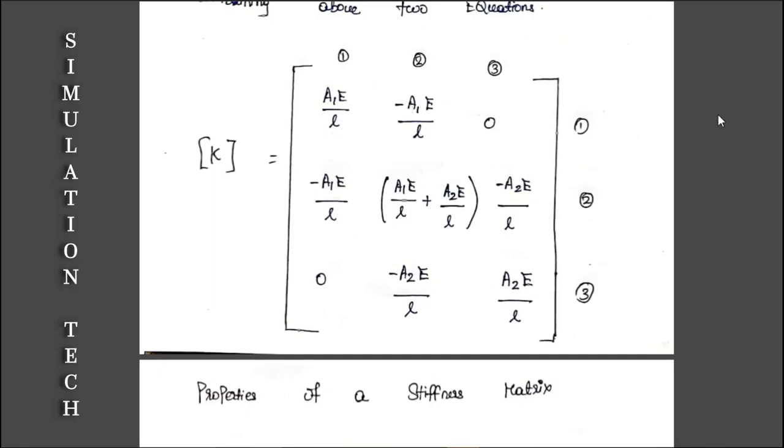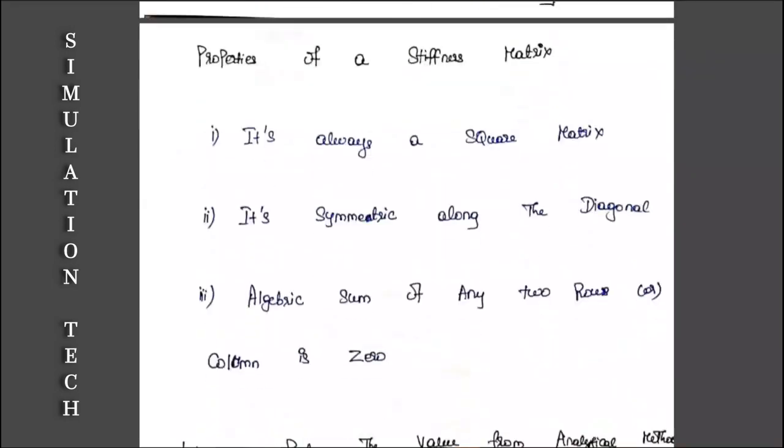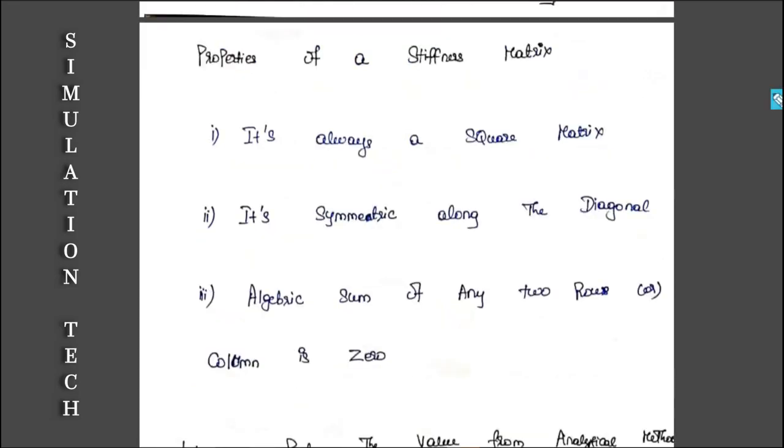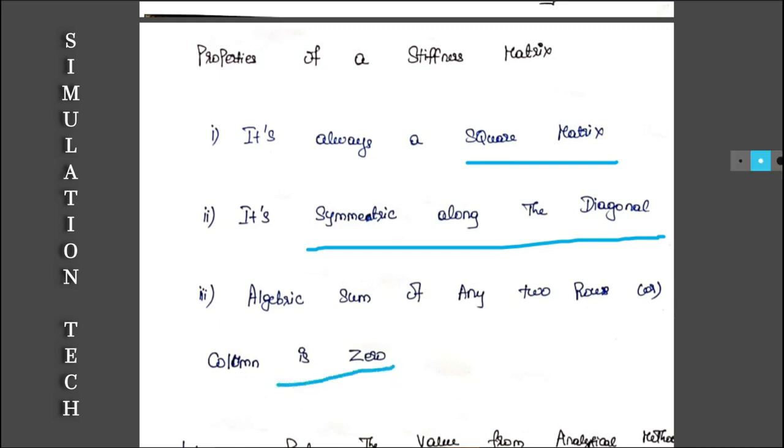Before that, we need to understand that concept. This is called the global stiffness matrix, and the stiffness matrix has some properties. What is that property? Our first property is, right, a stiffness matrix is always a square matrix, and it's symmetric along the diagonal, and the algebraic sum of two rows or two columns is obviously 0, right? So these are the properties of the stiffness matrix.